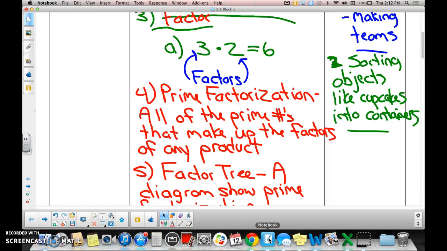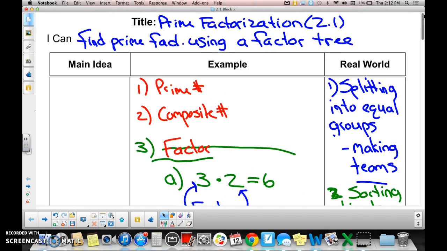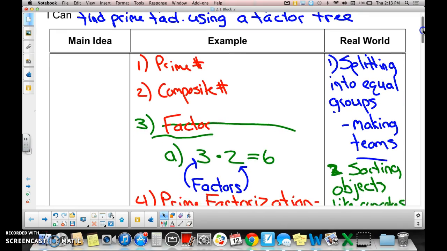All right, ladies and gentlemen, we are dealing with our first lesson in Chapter 2 on prime factorization. What is the I can statement? Bennett, can you tell me really loud? I can find prime factorization using a factor tree. Good job, Bennett.